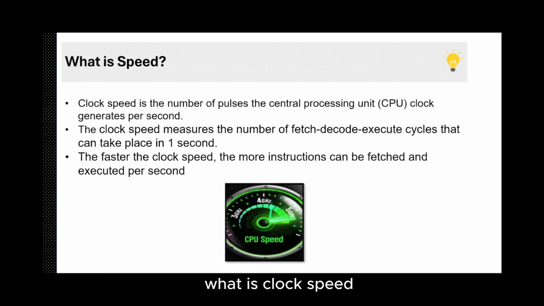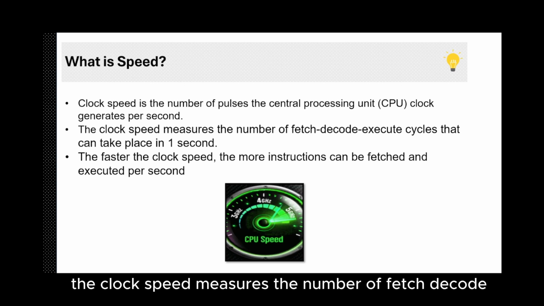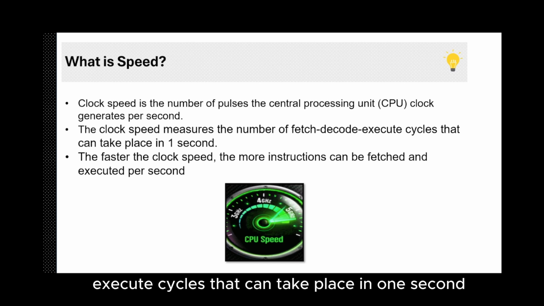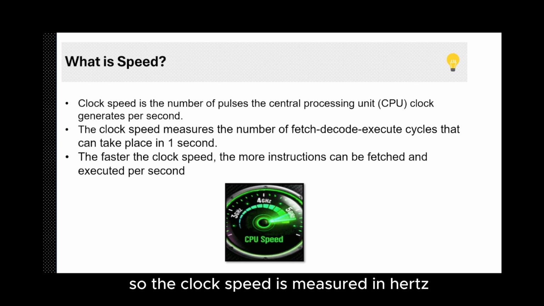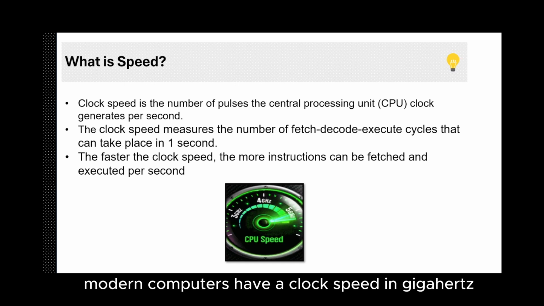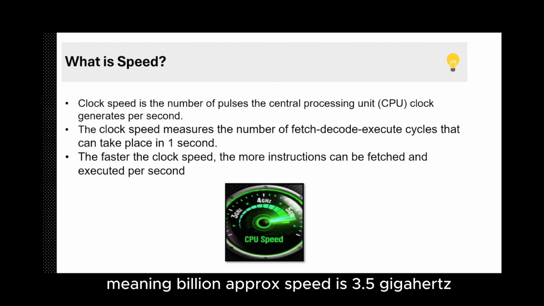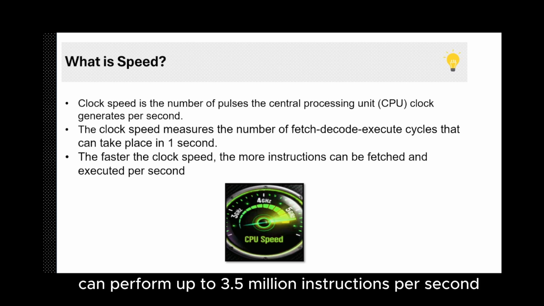What is clock speed? Clock speed is the number of pulses the central processing unit generates per second. The clock speed measures the number of fetch, decode, execute cycles that can take place in 1 second. The faster the clock speed, the more instructions can be fetched and executed per second. The clock speed is measured in hertz. Modern computers have a clock speed in gigahertz, meaning billions. A clock speed of 3.5 gigahertz can perform up to 3.5 billion instructions per second.